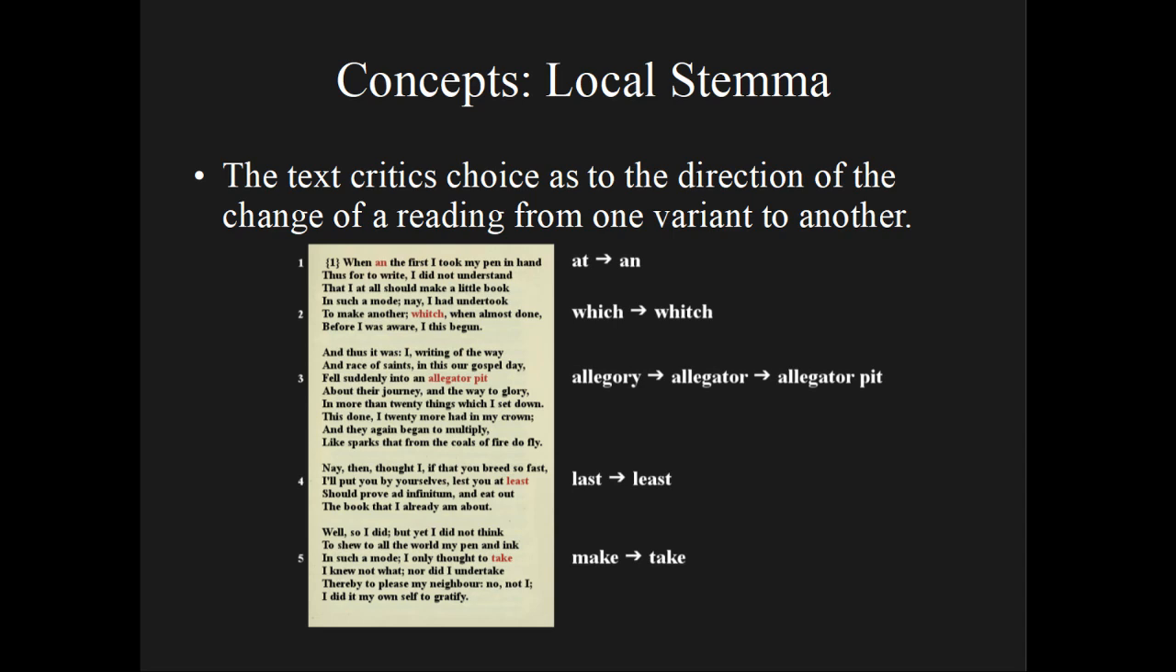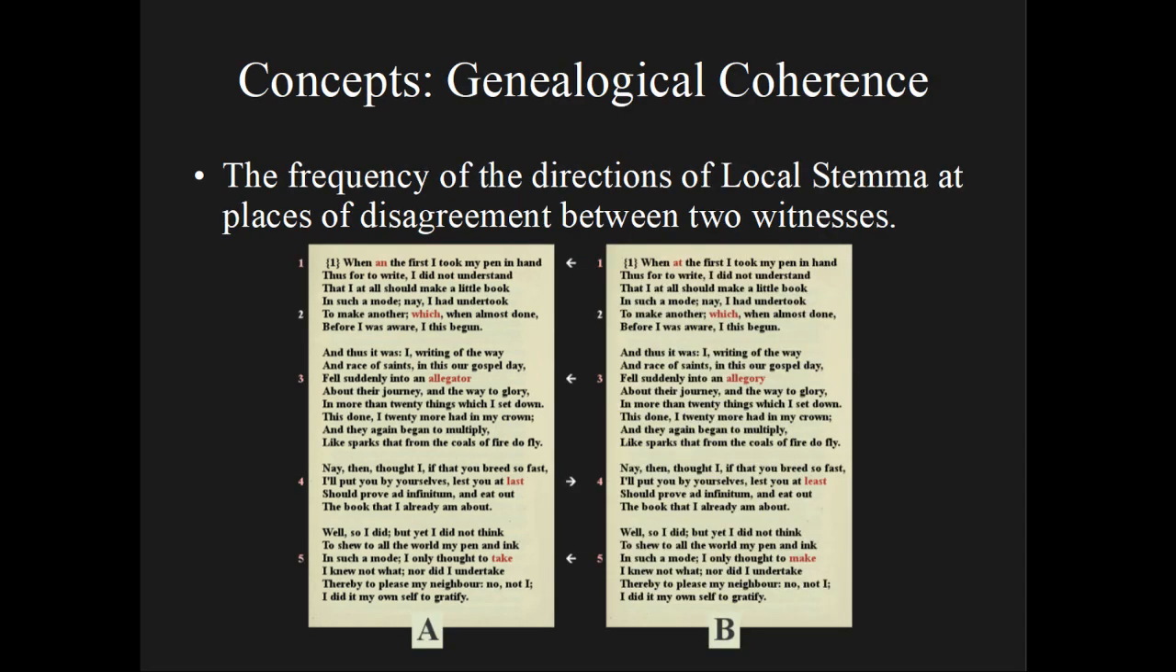Now, the problem with this is, of course, we can be wrong about these choices, of course, and the next step kind of tries to even that out and help to alleviate that problem, though we'll see later why I disagree with the idea that it does. But the next idea is genealogical coherence.